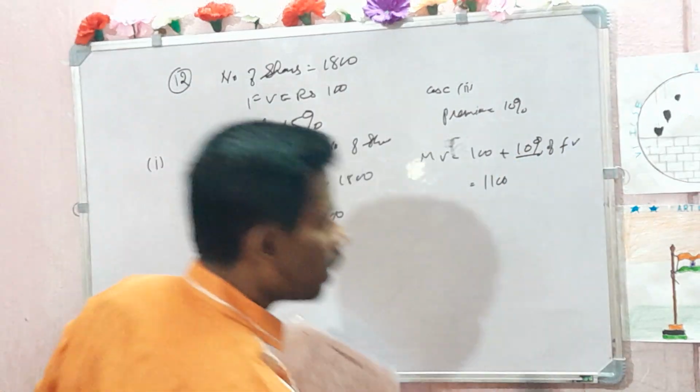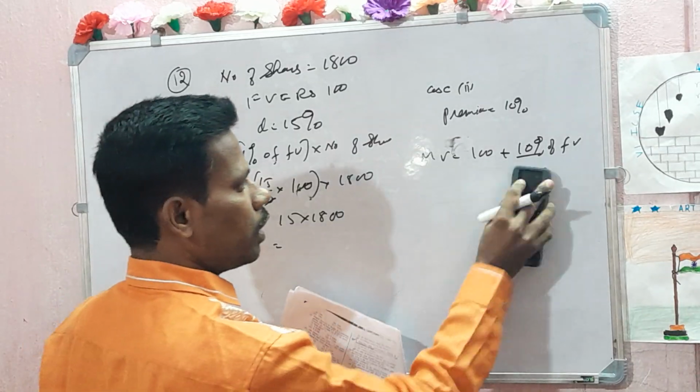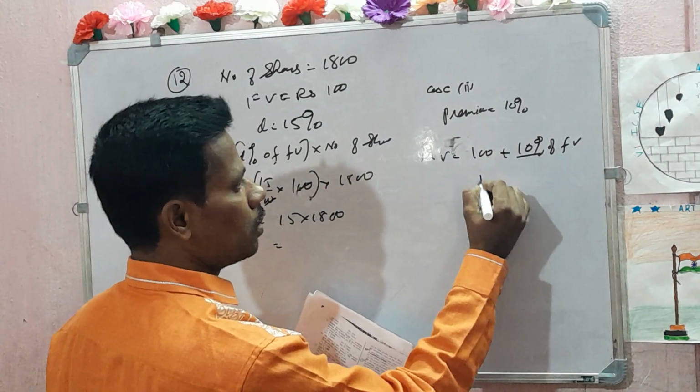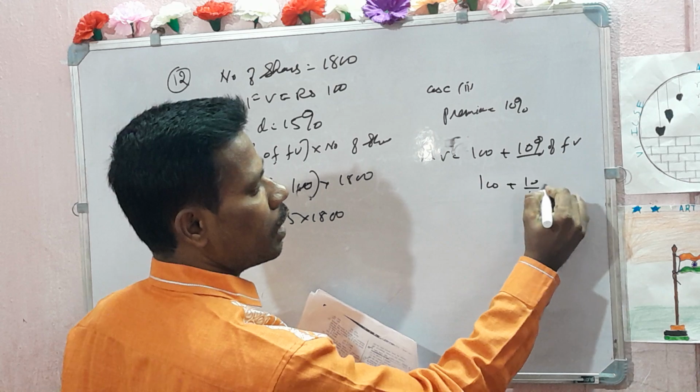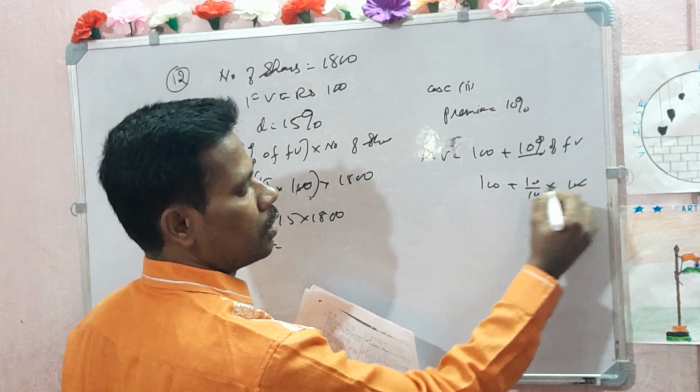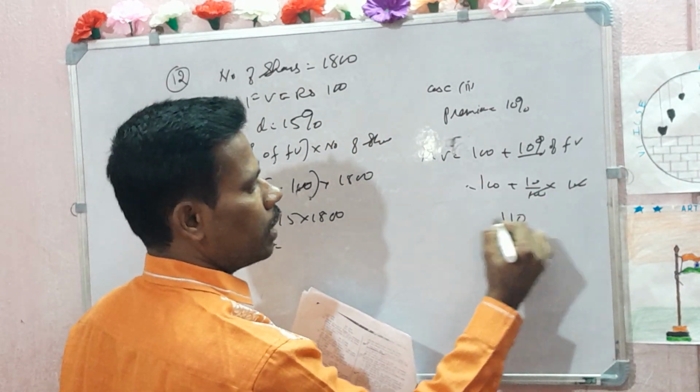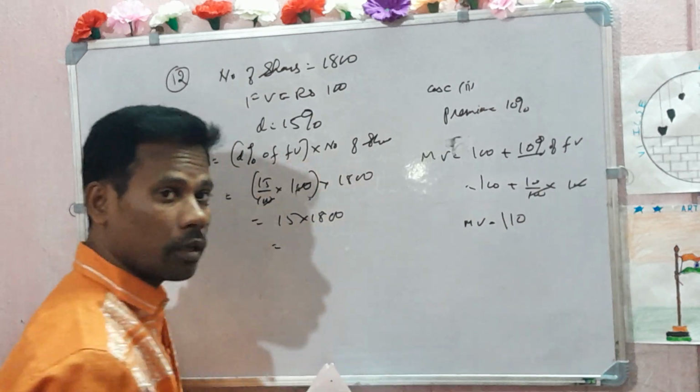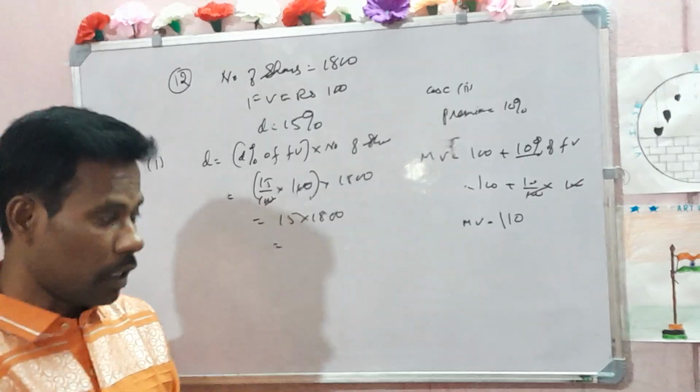So how will you get that? 10% of face value is nothing but 10 only, no? 100 plus 10 by 100 into face value 100. So 100 plus 10 is 110. So market value is 110, right?